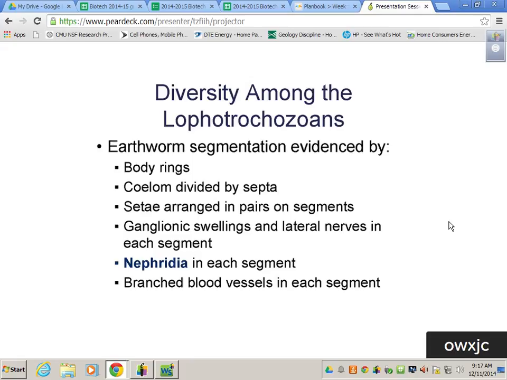So the earthworm segmentation evidence is by the body rings. So we notice that as you go down the earthworm, you see these rings in it. The column is divided by septa, and the setae are arranged in pairs on segments. The ganglionic swellings and lateral nerves in each segment, and the nephridia fall within each segment. And then, of course, you all saw the branched blood vessels within each segment. So you probably noticed that there was a lot of vascularization within each different body ring.